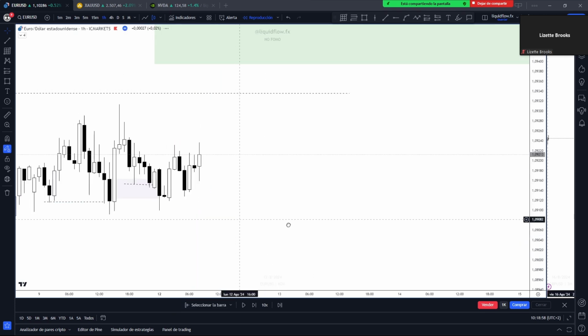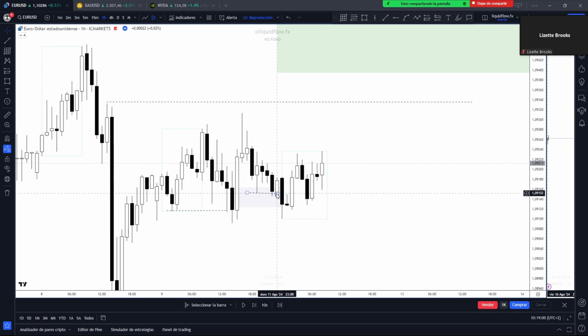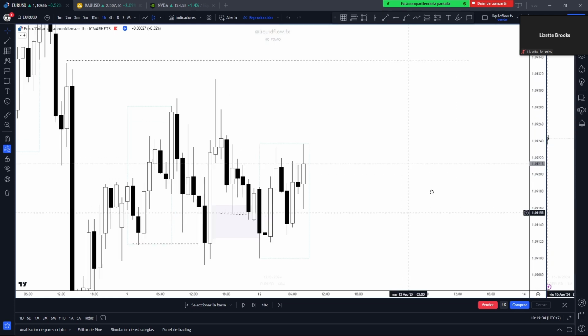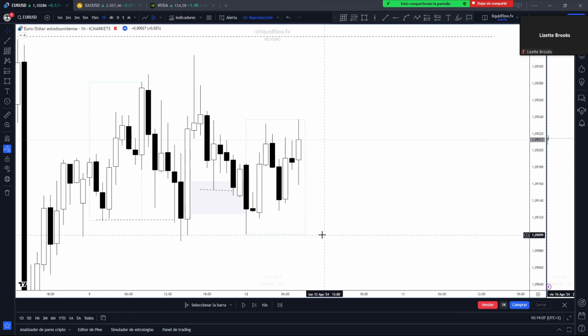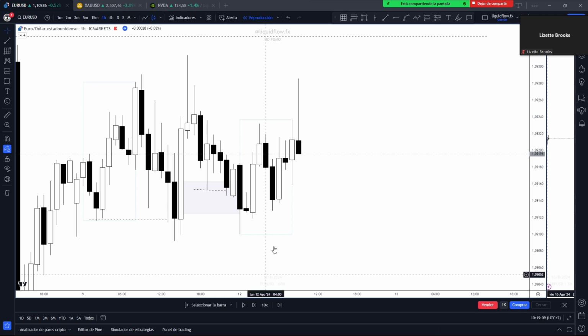We start here in Monday. As I say, it's a very difficult trade. It's usually a range, so I don't try to trade so much. So what do we have here? Sweep of liquidity. Do I need to enter here? No.